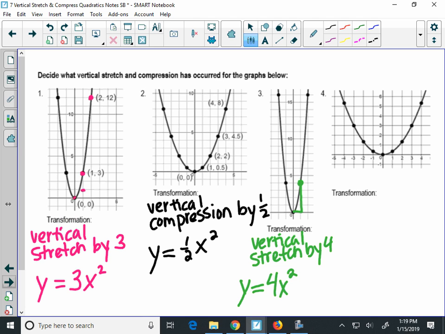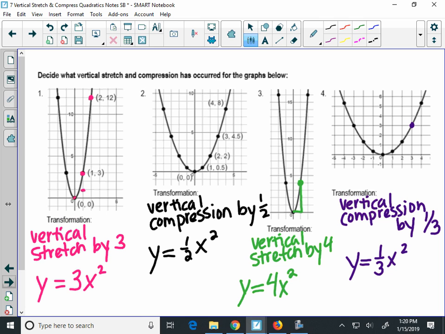Last one here. If I go out 1, can I tell by looking at this dot how much I went up? No. So if I go out 2, can I tell how much I went up? No. If I go out 3, can I? Yeah. So I go out 3, up 3. Usually when I go out 3, how many do I go up? 9. So what fraction is 3 of 9? It's 1/3. So this is a vertical compression by 1/3. Okay. So that equation would be y equals 1/3 x squared.